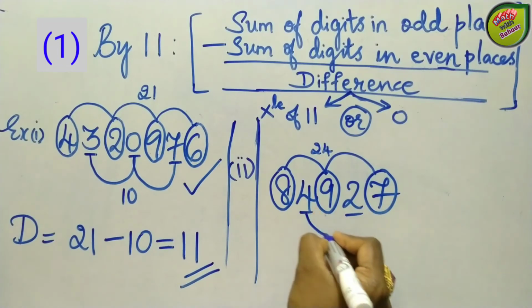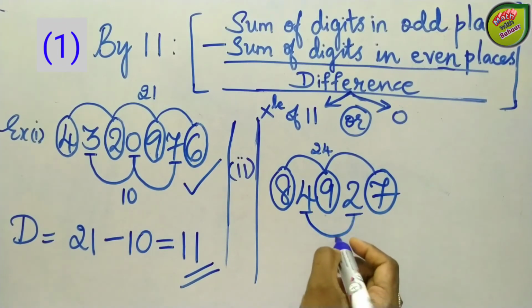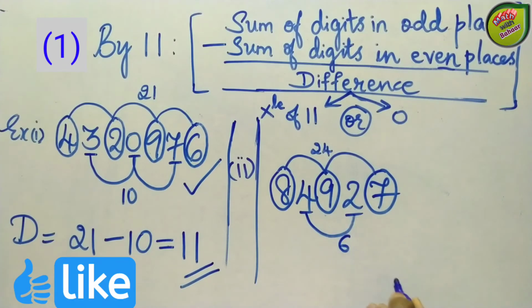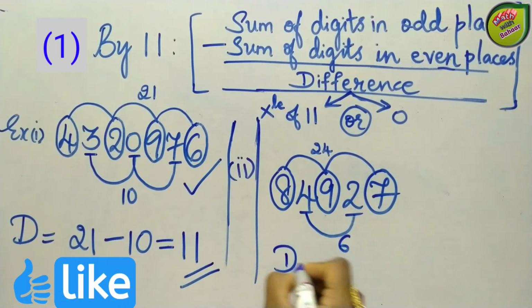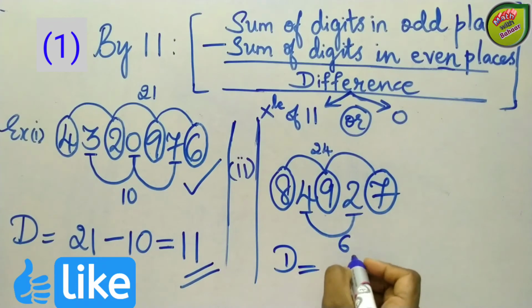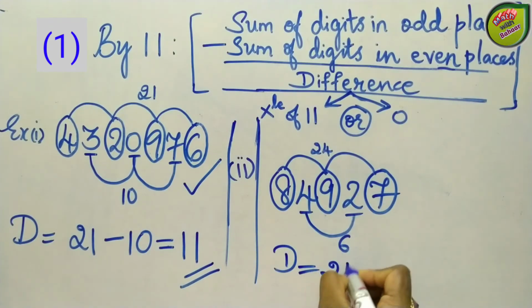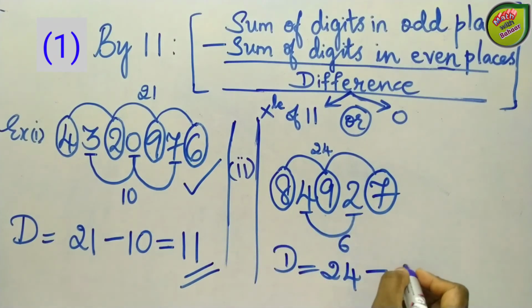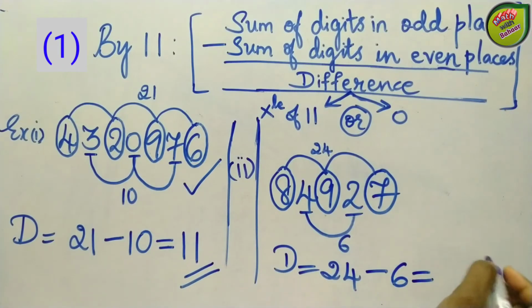Okay. So now let us find out the sum of the digits which are in even places. So 4 plus 2 gives us 6. Now find out the difference. That is, the sum of the digits which are in odd places we have 24, and the sum of the digits which are in even places we have 6. So when you subtract this, you get the difference as 18, right?